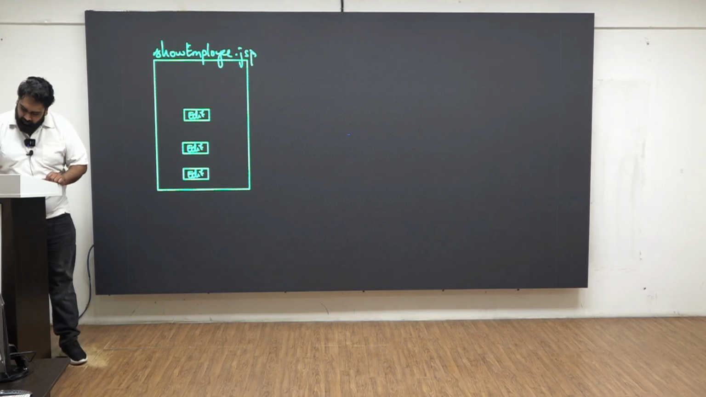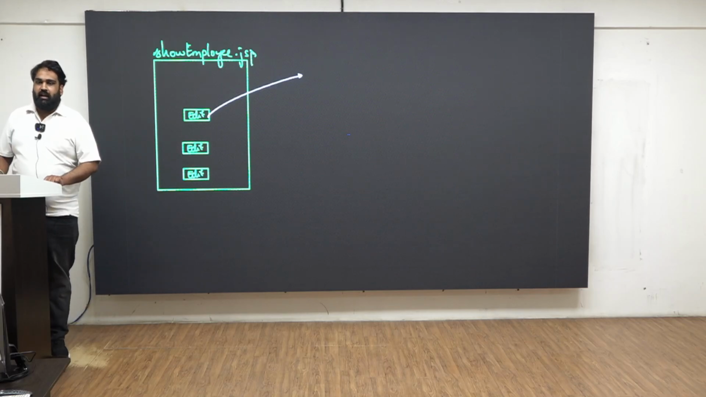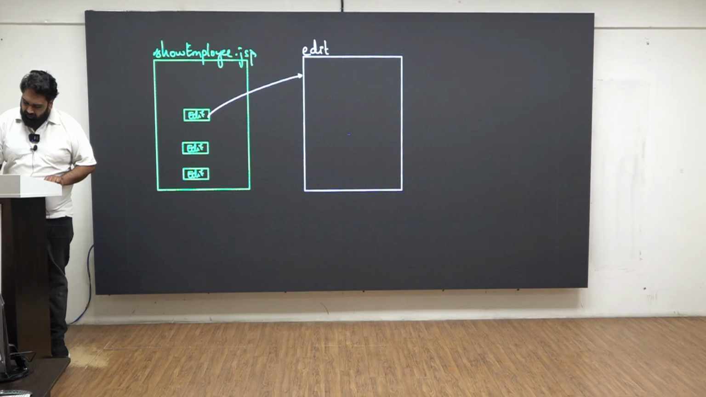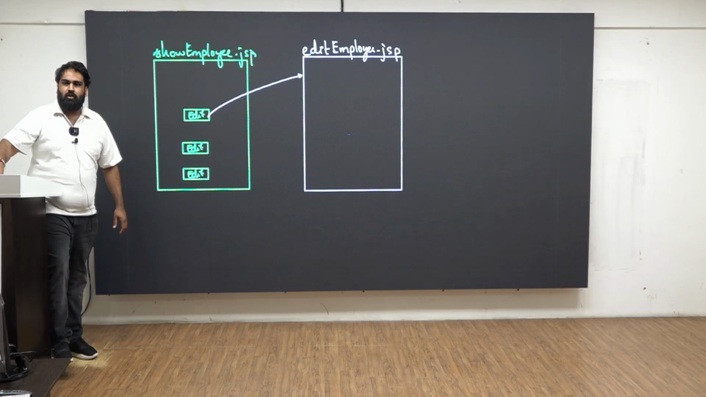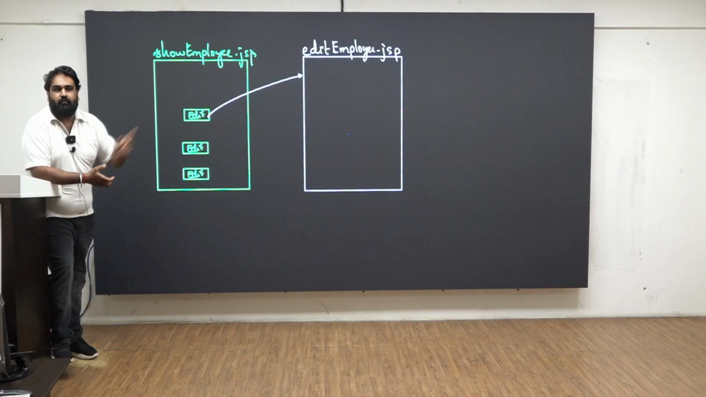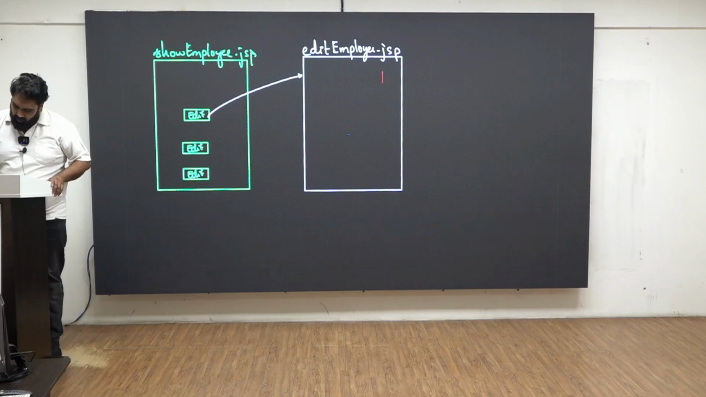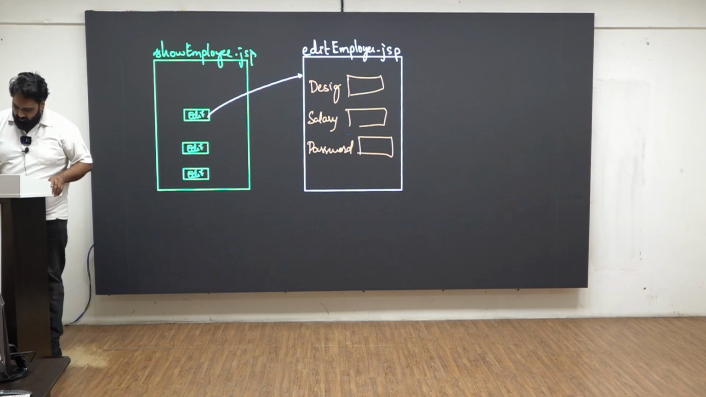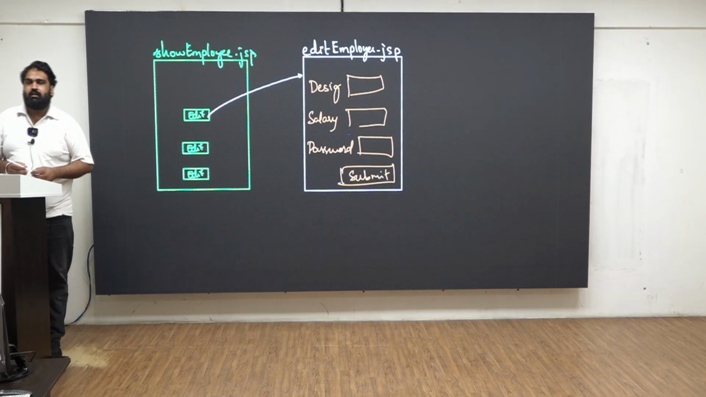Now assume that I am going to click on one of these edit buttons. When I click on one of these edit buttons, I am going to say, boss, the control has to go to editEmployee.jsp. Are you able to understand? For this editEmployee.jsp, I will say, boss, I want you to enter the new designation, the new salary, and the new password. And there will be one submit button.